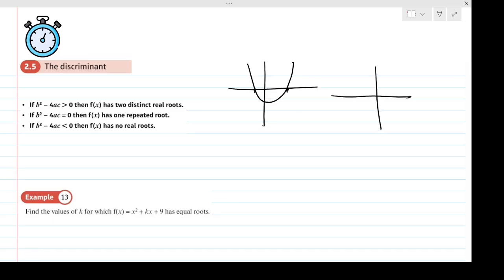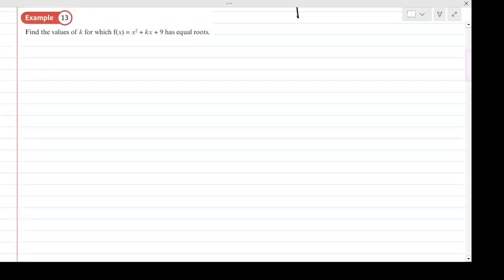If it has one real root, or one equal root where all the roots are equal, it's one intersection with the x-axis. And then if there are no real roots, then there's no intersection with the x-axis, right? Okay, so we need to use the sign of the discriminant to determine the nature of the roots.